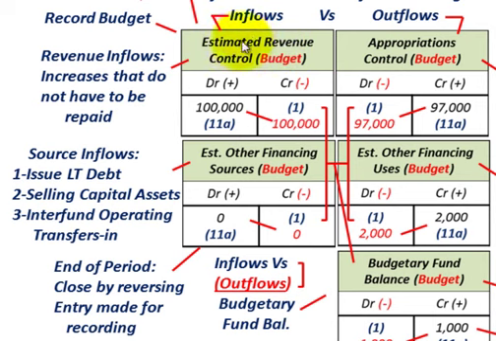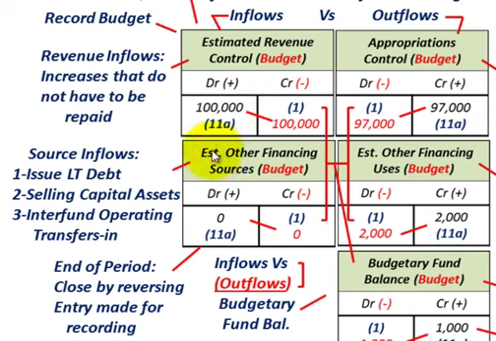We'll start with the first inflow, the estimated revenue control, again for the budget. Well, what is that? That would be the revenue inflows into the municipality. Those are increases that do not have to be repaid, any increases like taxes collected and so forth. Whatever revenue the municipality or the governmental body is looking at for the period, that's where you're going to record it. And I'm just going to throw out some numbers here: 100,000. Debit or increase your estimated revenue control for $100,000.